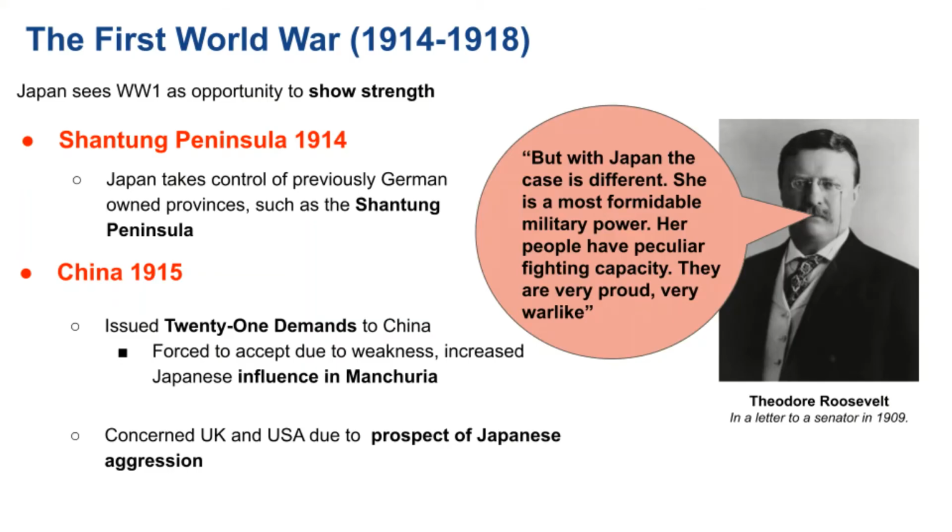There is also the case of China in 1915, where Japan issues 21 demands to China. China is ultimately forced to accept them due to its weakness, and Japan's influence in Manchuria is increased. This does, however, concern the UK and the USA due to a prospect of Japanese aggression.